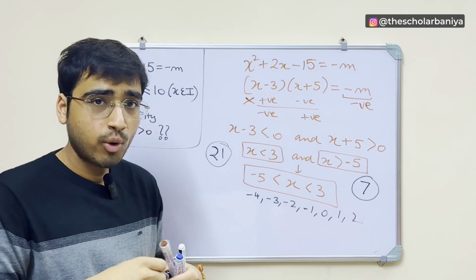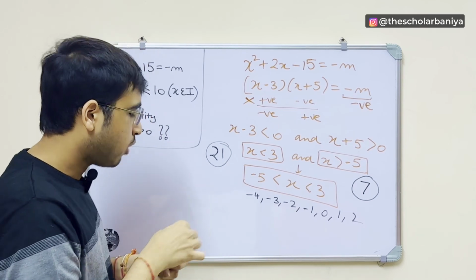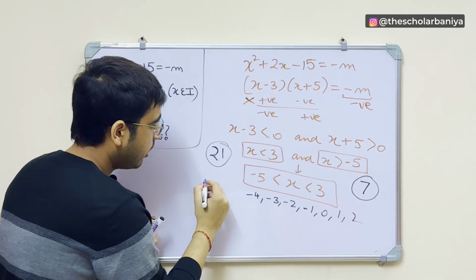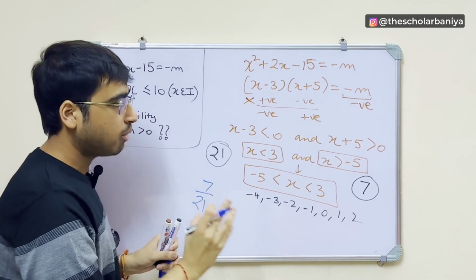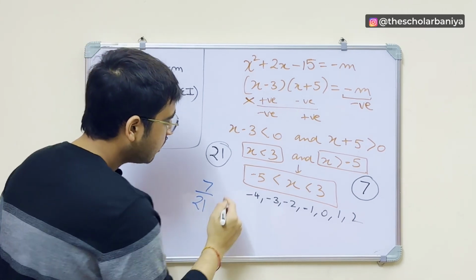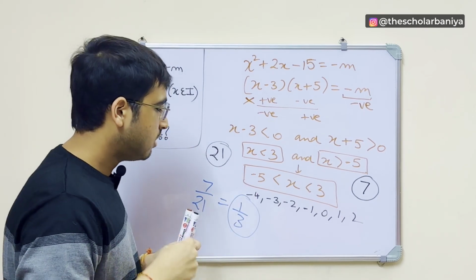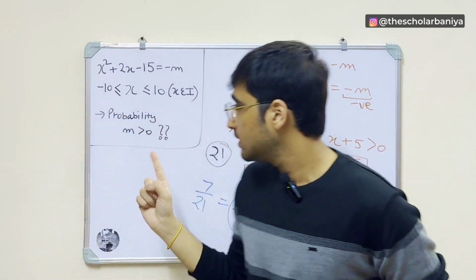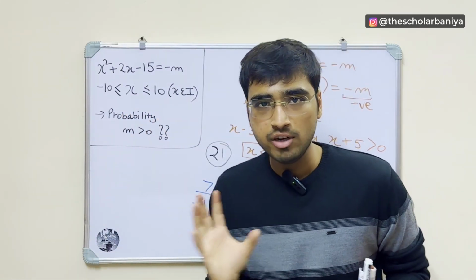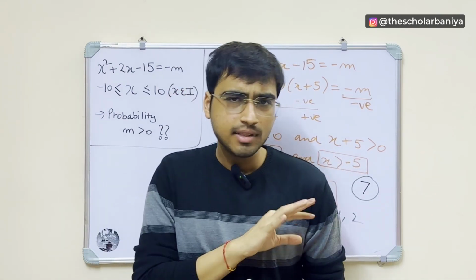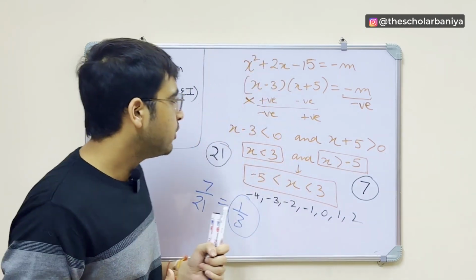So in that case, what does the probability become? The probability becomes 7 upon 21, which is 1 upon 3. So this is our final answer. 1 upon 3 is the probability that m will be greater than 0. I hope this is absolutely clear. There should be no confusion.